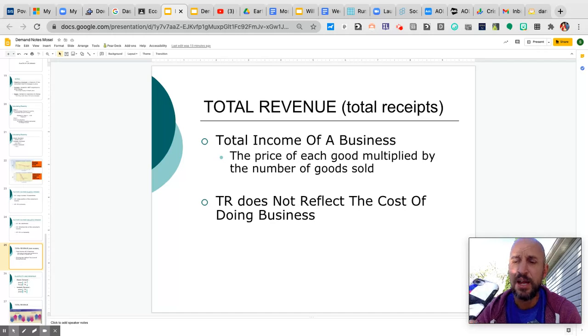Total revenue does not reflect the cost of their business, though. What I mean by that is, if they sold 5 phones for $1,000 apiece, that's $5,000. But if it cost them $4,000 to make those phones, they would only make $1,000. Okay. So right now we're just talking about total revenue.